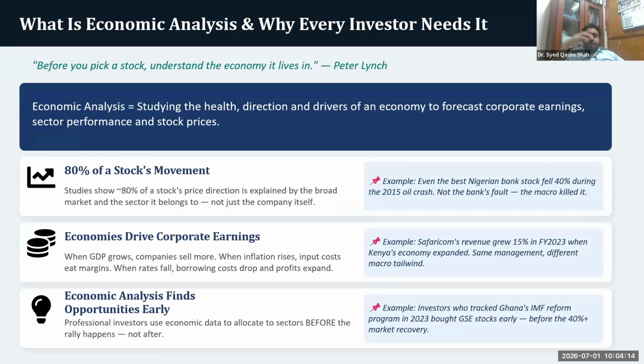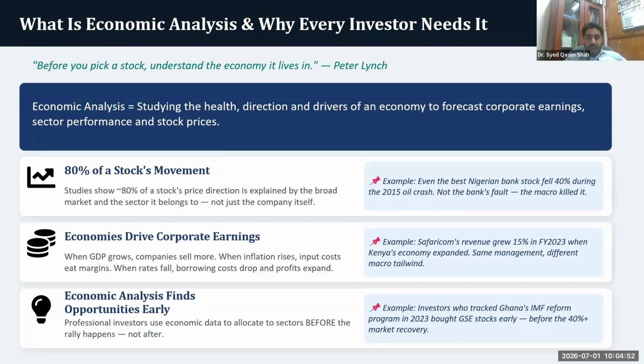Before you pick a stock, we need to understand the economy where that stock lives. So we need to understand economic analysis and why every investor needs it. Economic analysis is studying the health, direction, and drivers of the economy, which leads to corporate earnings, and it is also linked with the performance of stock prices. That's why understanding the economy is very important.